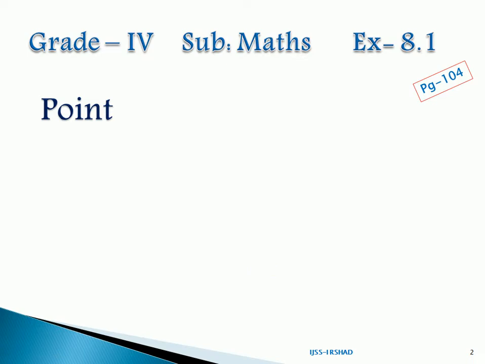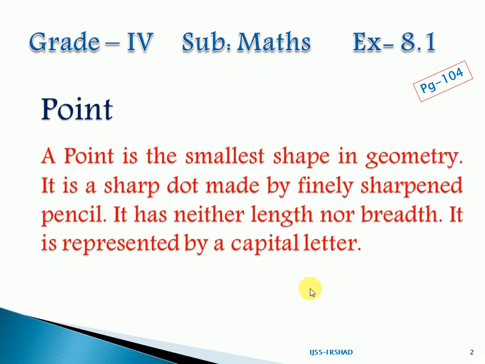So here we will start with point. What is a point? A point is the smallest shape in geometry. It is a sharp dot made by a finely sharpened pencil. It has neither length nor breadth. It is represented by a capital letter.